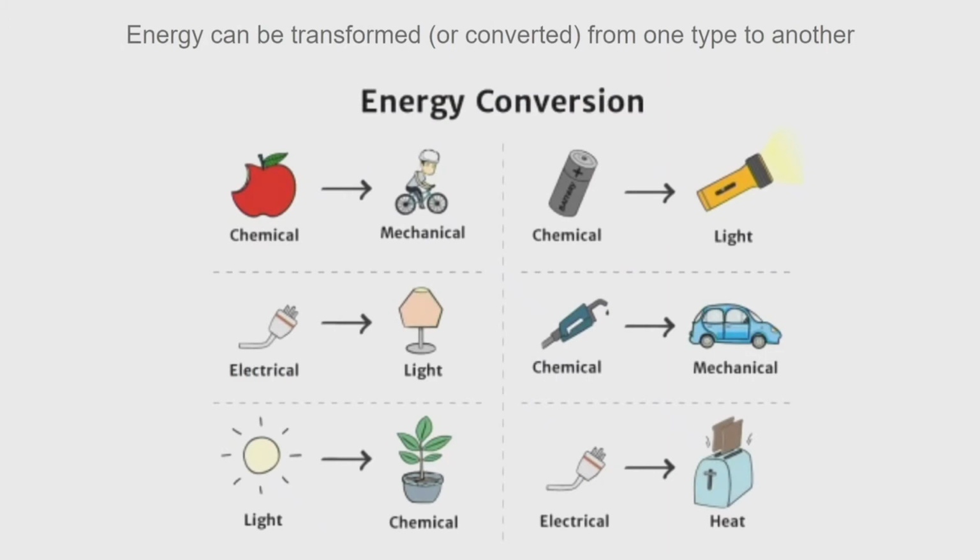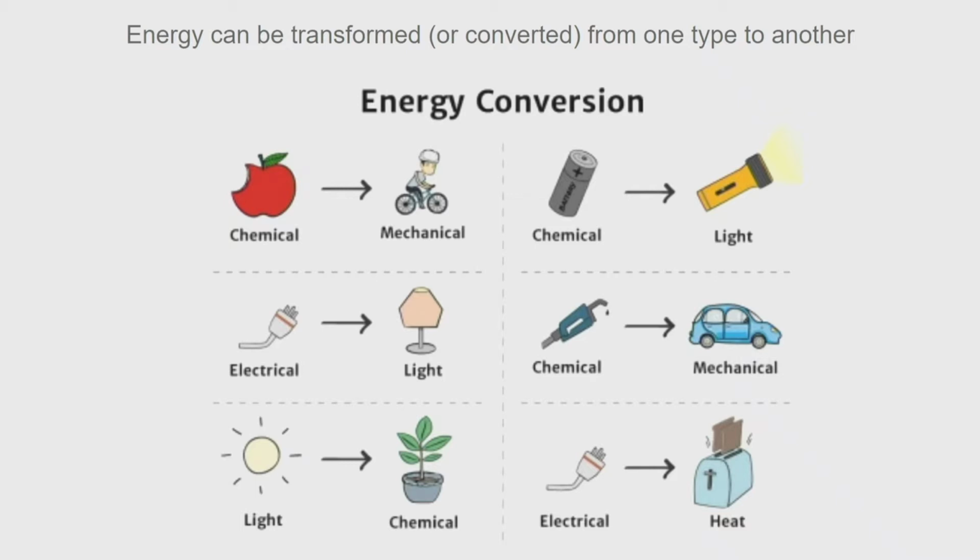When energy exists, it can transform. It doesn't necessarily stay as one form or another. It can be converted. So, for example, you eat an apple, which is chemical energy, and then you go and ride a bike, and that turns into mechanical energy.